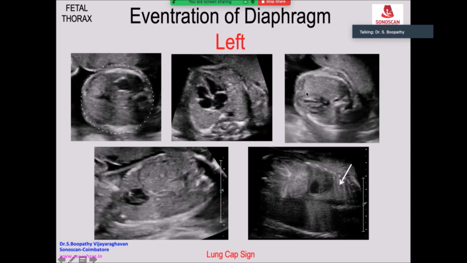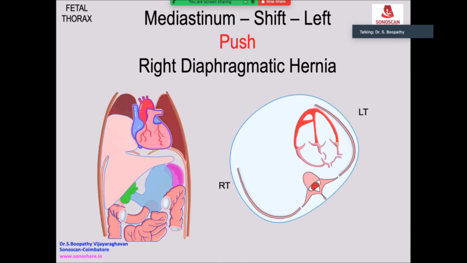Gastric volvulus, you see the heart pushed to the right with the echogenic mass on the left side, and when you see the coronal scan, again the diaphragm is elevated. Then we come to mediastinum shift to the left by a right diaphragmatic hernia.